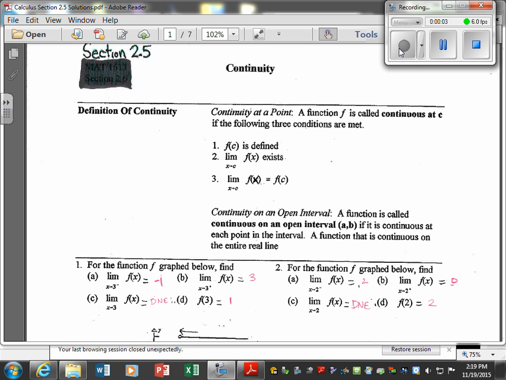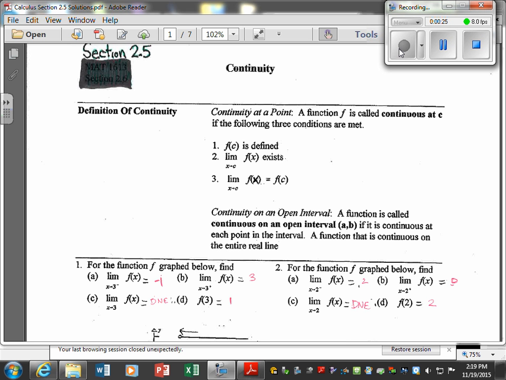Okay, let's try this again. The first recording wasn't quite all that successful, so I'm going to go through this solution sheet. I'm going to pick and choose some of the ones I feel like you're going to be okay with, and then I'll spend most of the time on the ones that you'll probably need a little more discussion on. Okay, first of all, definition of continuity.